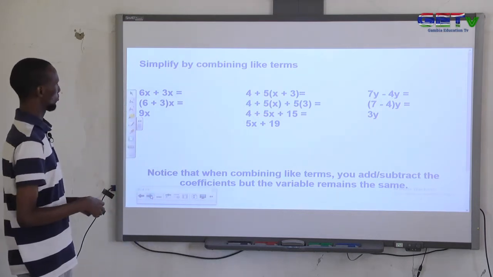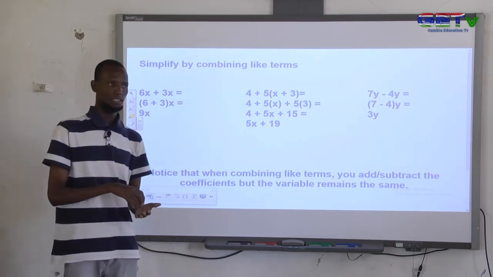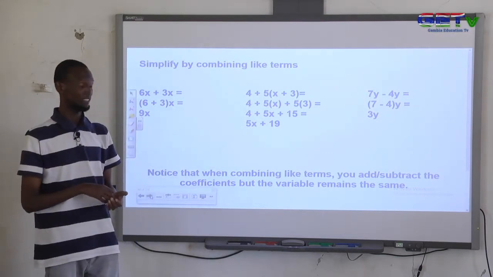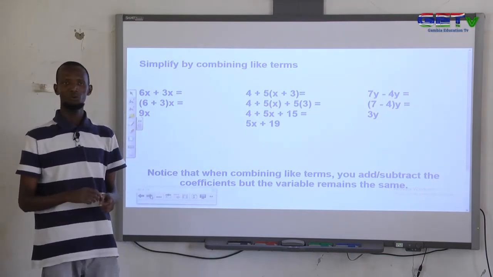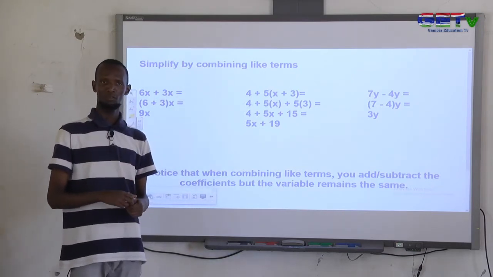Moving on now to actually combining the like terms. Now we should know one thing. If terms are like, they can be combined. It means they can be added, they can also be subtracted. But if they are not like, of course, we can't do that.